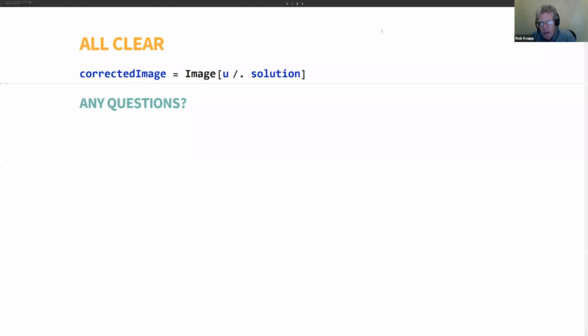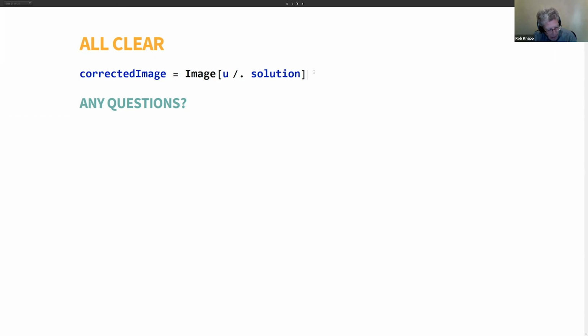Now let me see if I can find my chat. I'm going to minimize this. And there was one question in the chat. Oh, this is not... Maybe because my computer is bogged down computing this, because this is a fairly large minimization problem.